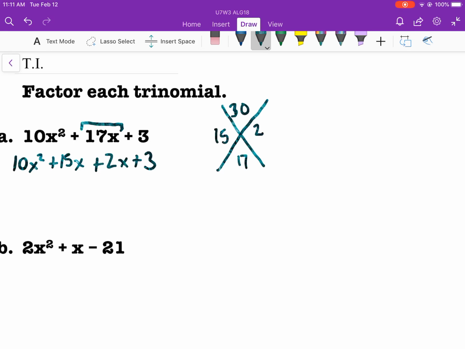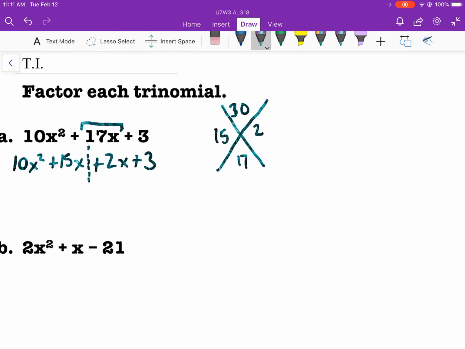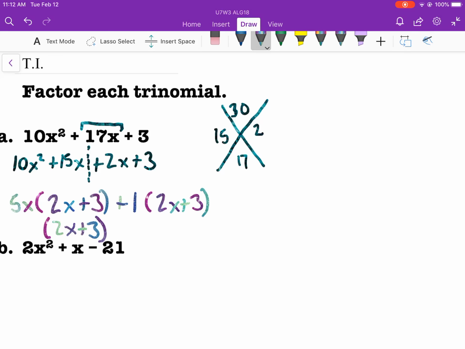And then we factor out the GCF of the left and the GCF of the right. The GCF of the left would be 5x. We would have 2x plus 3. The GCF of the right side is just 1, 2x plus 3. Factor out the 2x plus 3. When we do that, what we have left over is 5x plus 1. So we write that here.